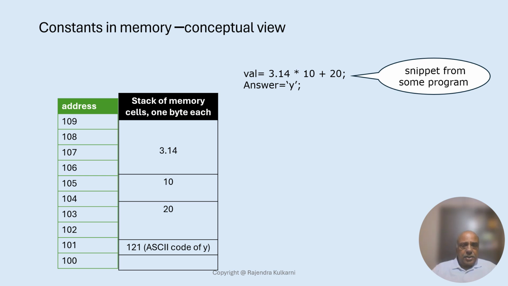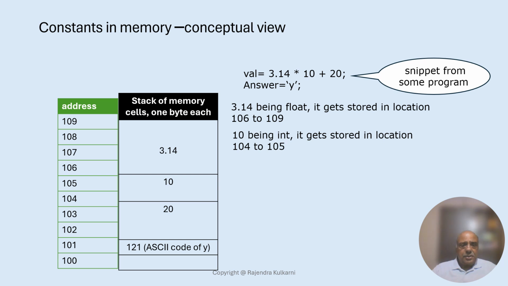10 and 20 are int type of constants. Each will get 2 bytes in memory. The 10 is, say, stored in memory location 100 and 101, 20 is in 102 and 103.